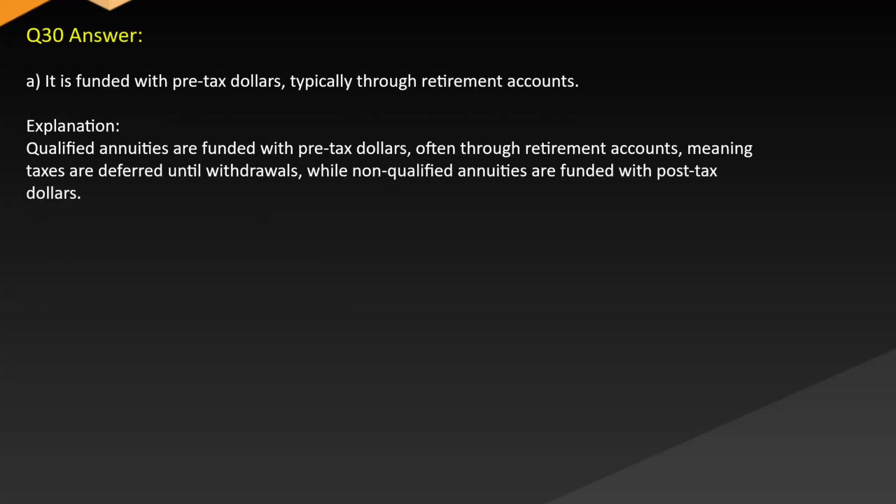Answer: A. It is funded with pre-tax dollars, typically through retirement accounts. Explanation: Qualified annuities are funded with pre-tax dollars, often through retirement accounts, meaning taxes are deferred until withdrawals, while non-qualified annuities are funded with post-tax dollars.